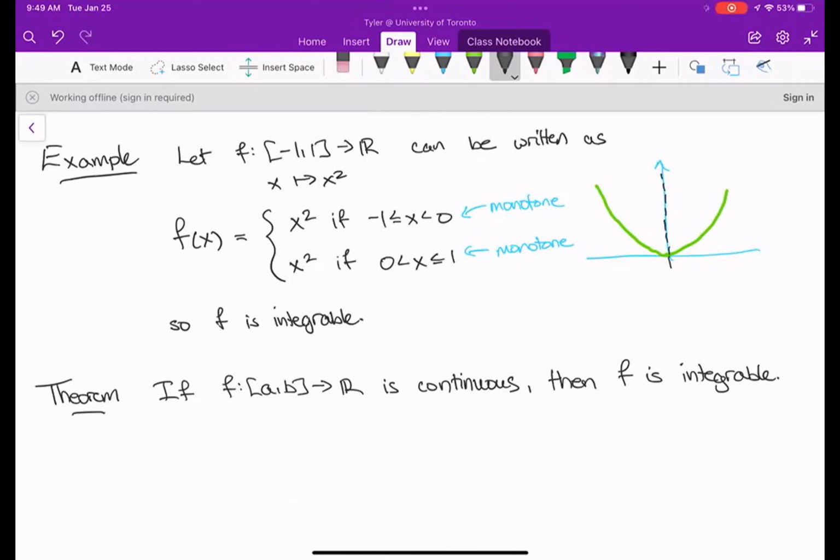Again, most of the functions you can think of are going to be both finite piecewise monotone and continuous, and so both of these terms will apply. But there are continuous functions that can't be written as finitely many monotone pieces. So we can't do that, right? We have to prove it from scratch.